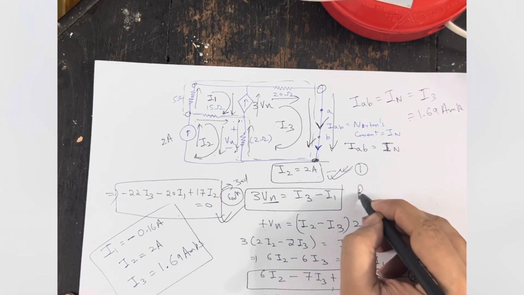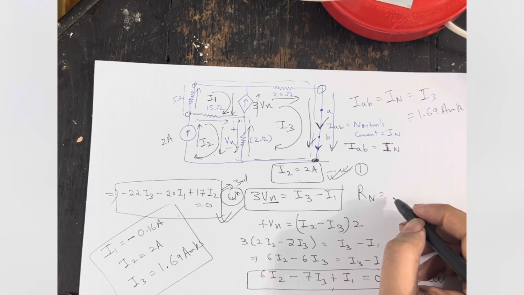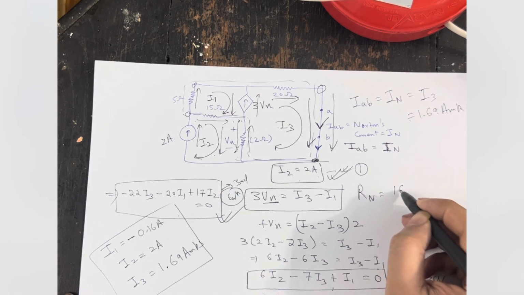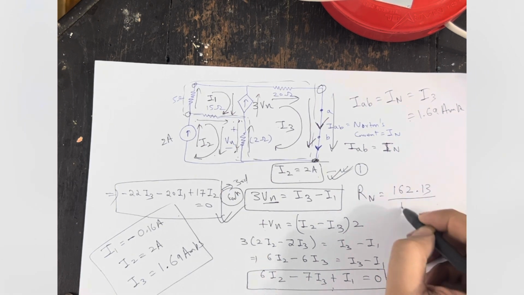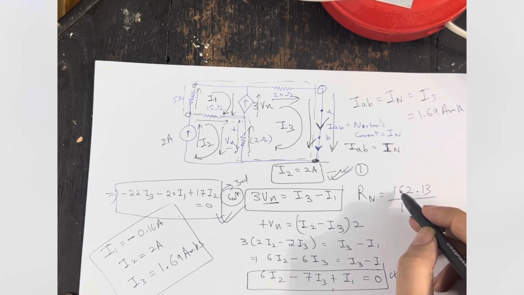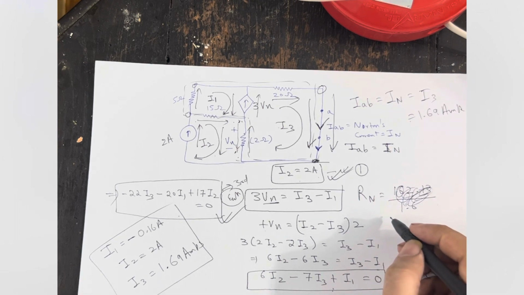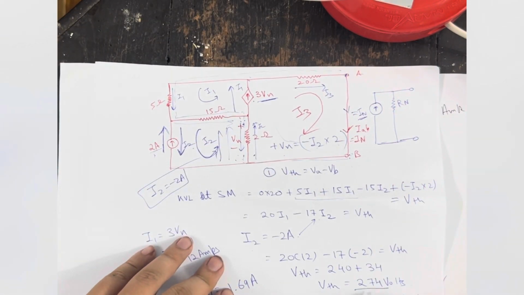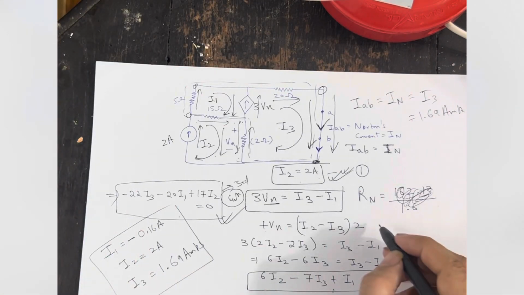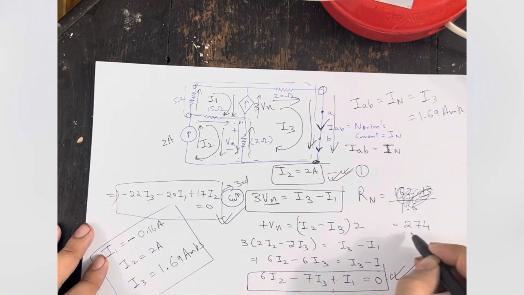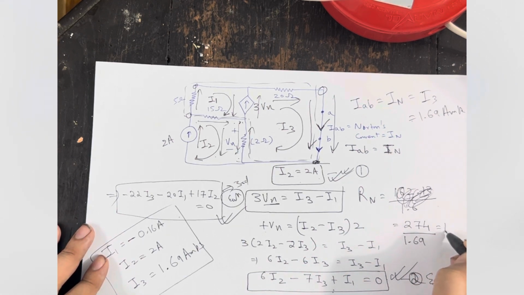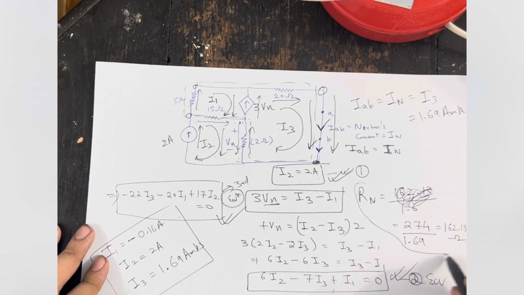So what will be the value of Rn? We have already found the VTH value on the previous page. Sorry, that was the wrong equation. The VTH was nothing but 274 volts actually. So Rn will be equal to 274 upon 1.69, which will be equal to 162.13. You can use a calculator to find this out. So the Rn value we got is 162.13.